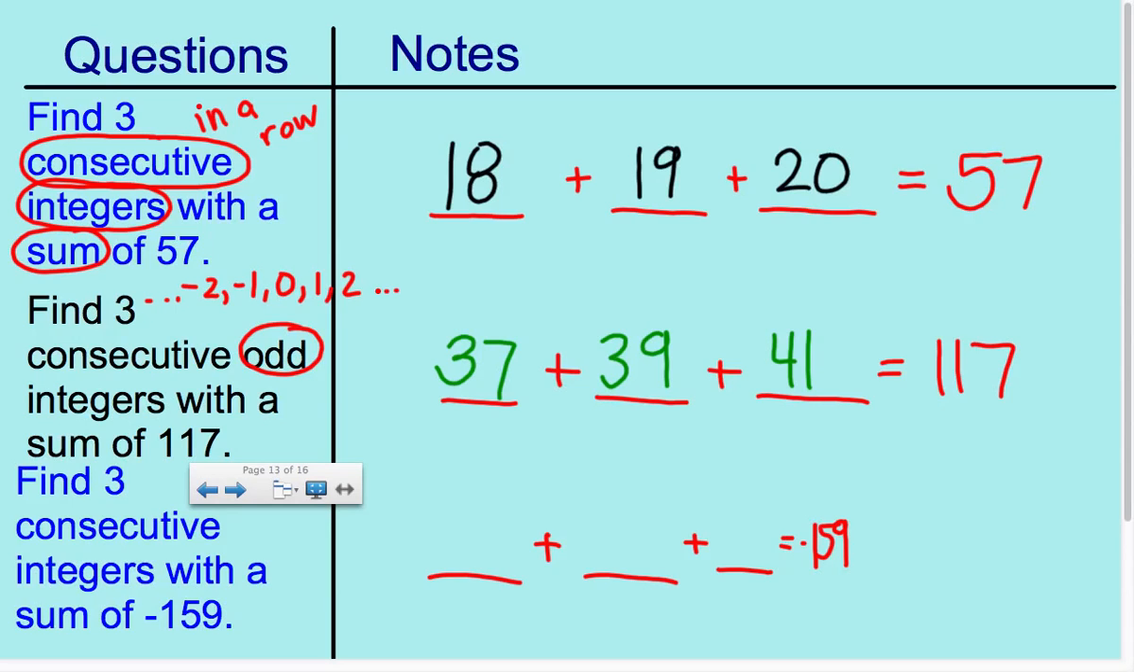Let's try 50. And remember, this isn't odds, they're just consecutive. So I'll try 50 plus 51 plus 52. 153, so a little bit small. We'll start with 52 plus 53 plus 54, and that gave me 159. So 52, 53, and 54. The only problem is my answer needs to be negative, so I've got to put negative signs in front of all 3 of those numbers.